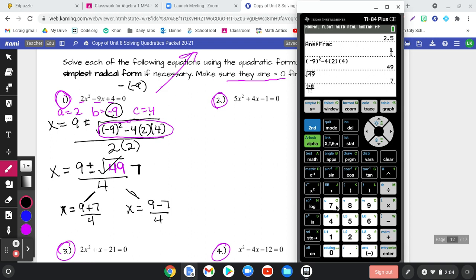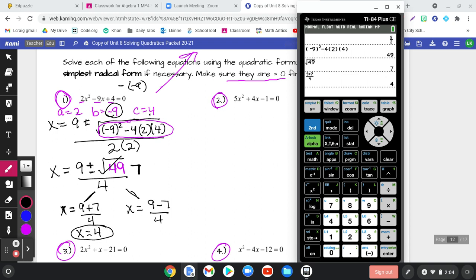9 plus 7 divided by 4 is 4, right? Because 16 divided by 4 is 4. The other one, 9 minus 7 is 2, divided by 4, which simplifies to 1/2.